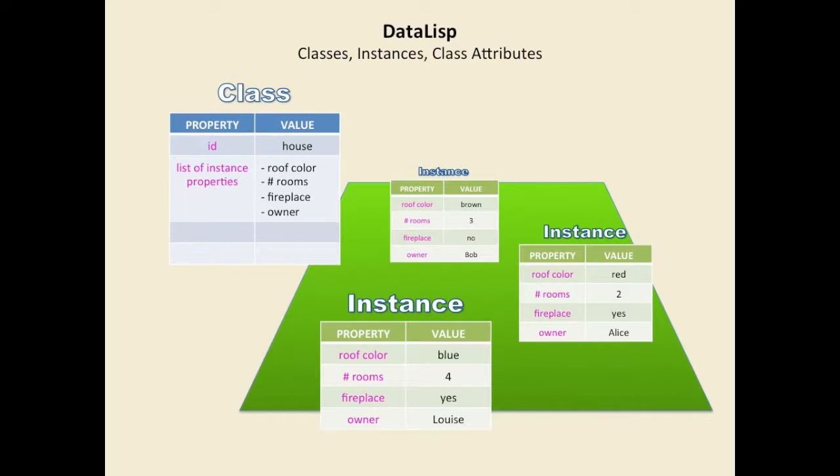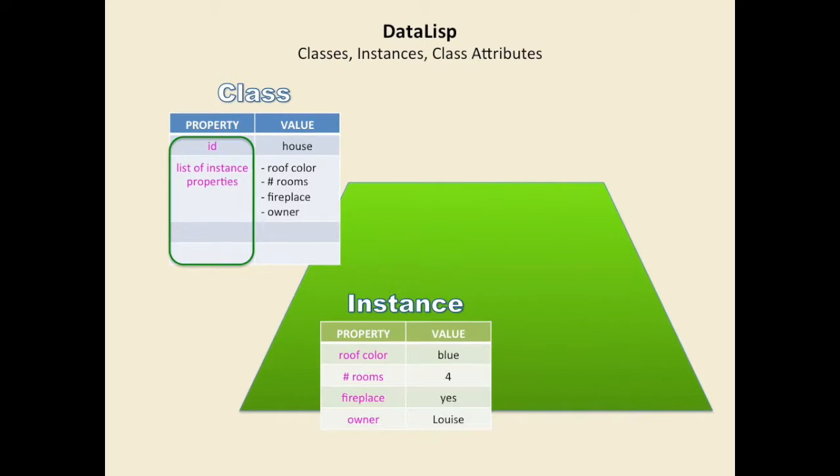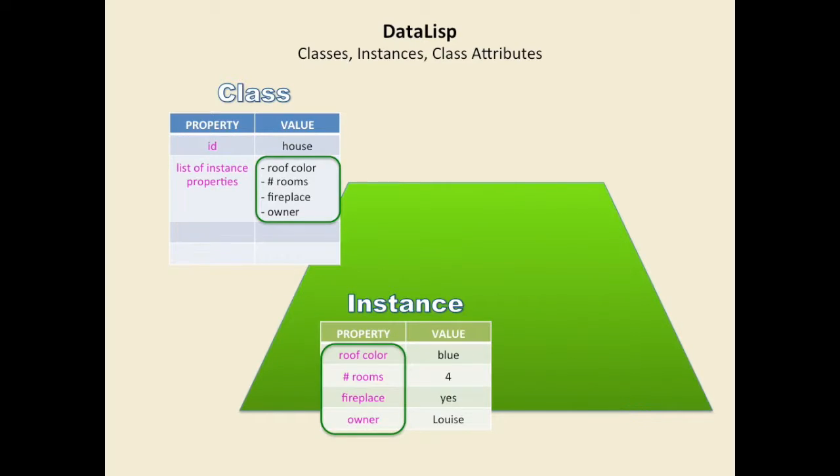Well, now it's time to analyze in more detail what we just did with a class and an instance. First, a class has a set of predefined and fixed properties, as here the ID and the list of instance properties. This list is not editable because it is DataLisp which sets the list of properties of the classes. However, an instance owns all the properties set by its class. And here this list is editable because it is set by the person who built the class. An instance cannot have other properties than the ones defined in its class.